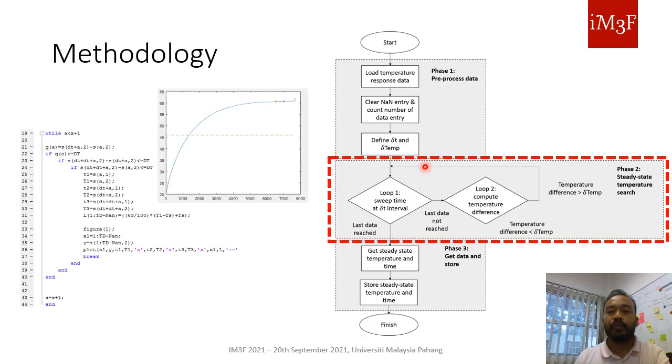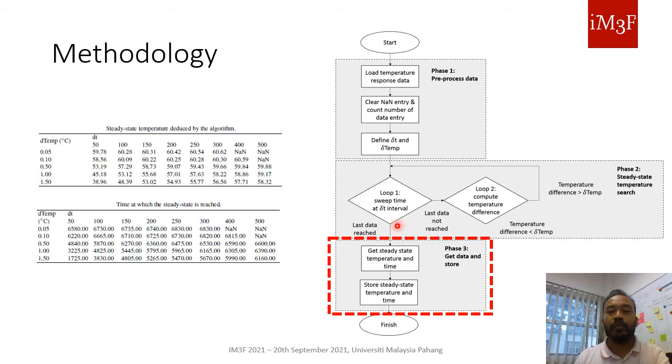And then the second phase will be a loop that runs through the temperature response and tries to find the steady state temperature using the definition of time intervals and temperature resolution. And then finally, once we get the steady state temperature, we will table it down following the two parameters we're studying, temperature resolution and time intervals. We will table down all the steady state temperatures and the time at which each steady state temperature is reached.